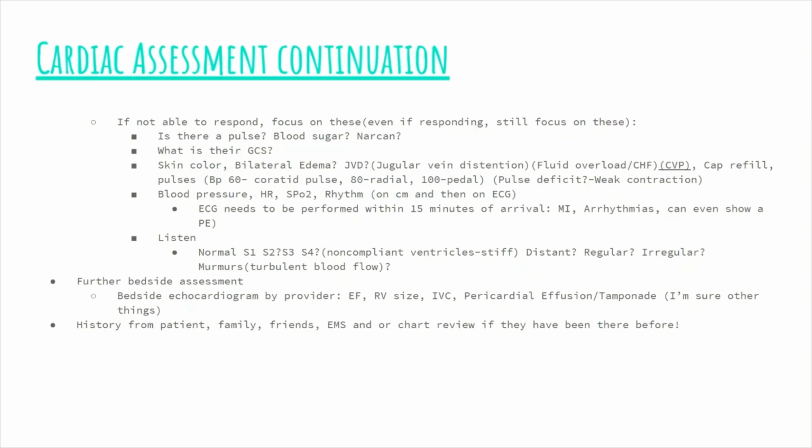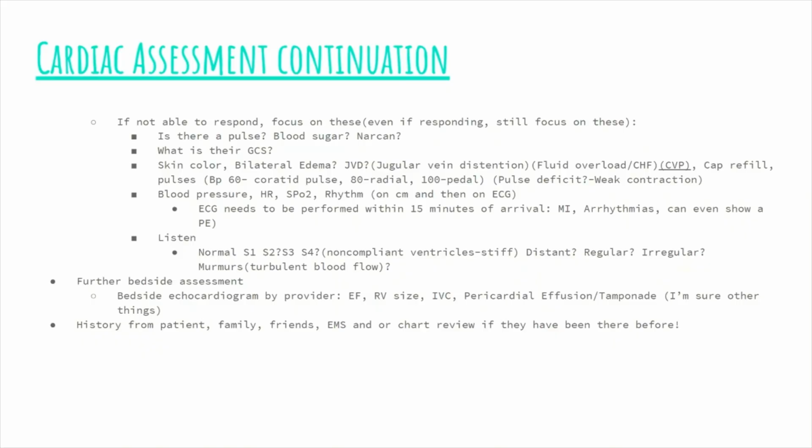Another thing that we're going to go into is assessing cap refill in all extremities, and more importantly, look at their pulses and assess their pulses. One thing that you should keep in the back of your mind is that a BP of around 70 is needed for a carotid and femoral pulse, right?